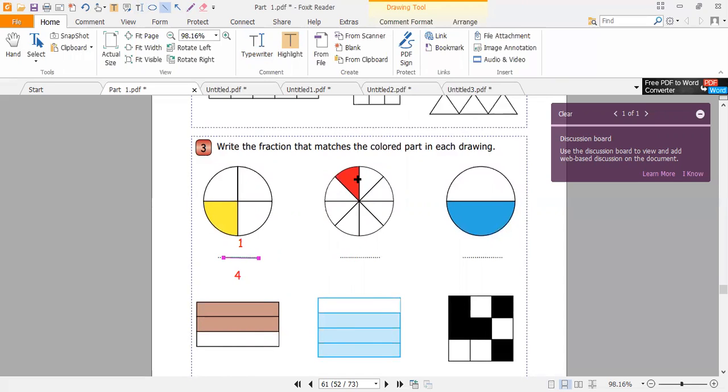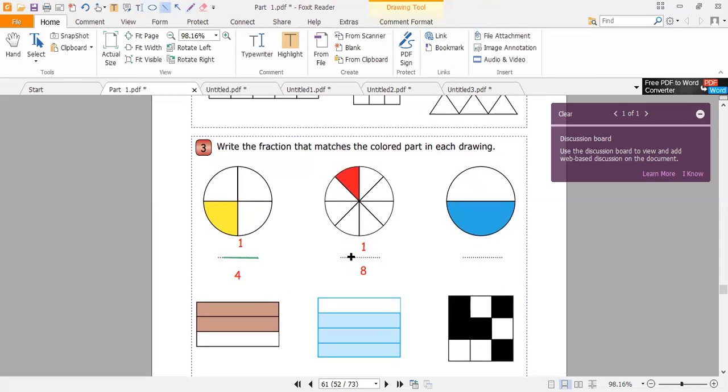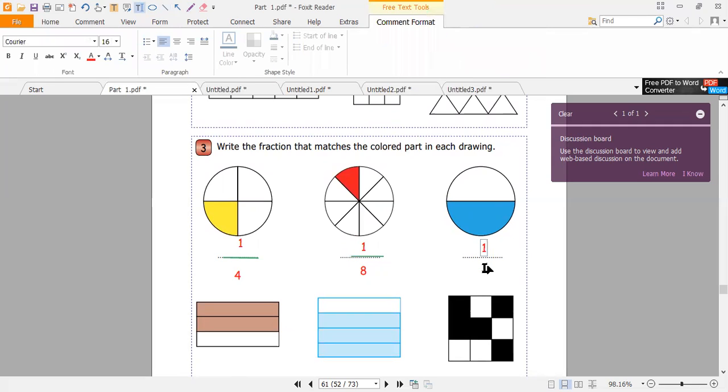Okay. Now how many equal parts? The total equal parts. We will start by finding the denominator first. 1, 2, 3, 4, 5, 6, 7, 8. So I have 8 equal parts. And here I have 1 colored part. So the answer is one-eighth. TH only because I have 1. Now here 1/2.